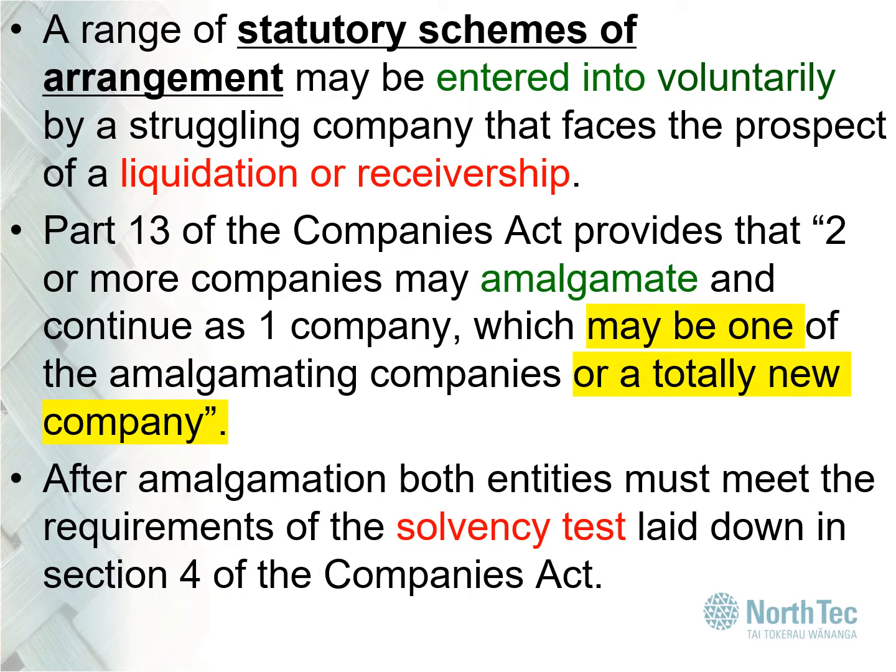A range of statutory schemes of arrangement may be entered into voluntarily by a struggling company that faces the prospect of a liquidation or receivership. Part 13 of the Companies Act provides that two or more companies may amalgamate and continue as one company, which may be one of the amalgamating companies or a totally new company. Important, after amalgamation, both entities must meet the requirements of the solvency test laid down in Section 4 of the Companies Act.